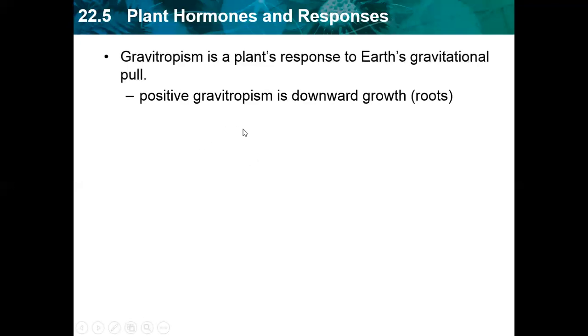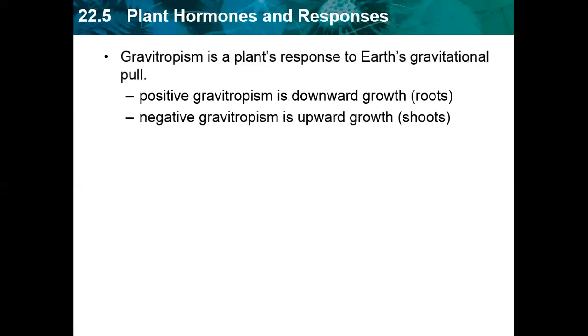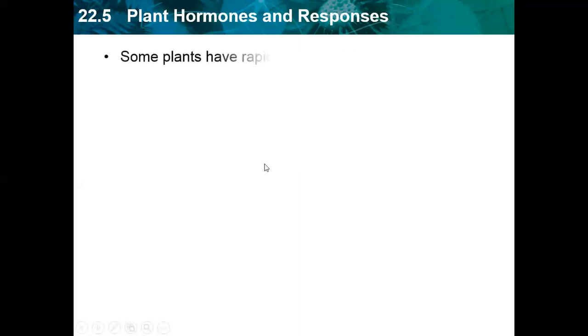Positive gravitropism is a positive reaction of plant roots toward the force of gravity. And also we have negative gravitropism. That happens when the shoot does not grow toward the direction of the force of gravity.